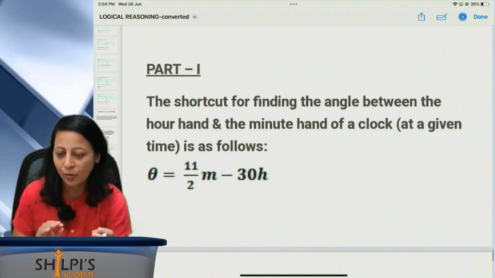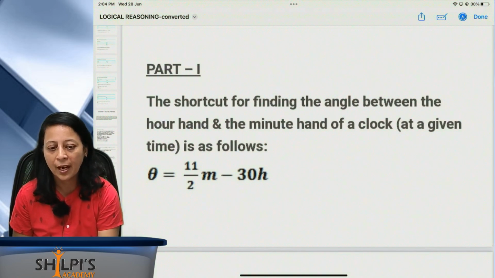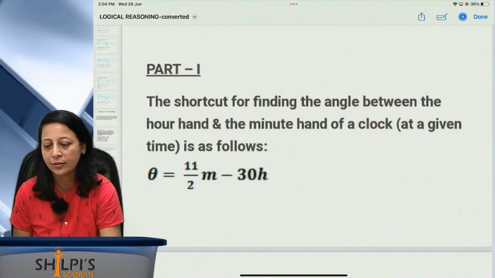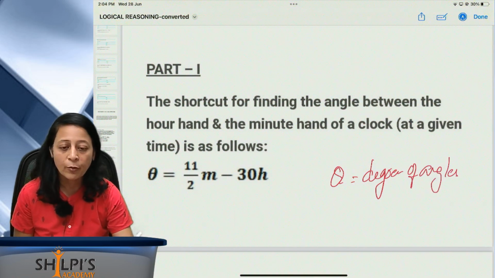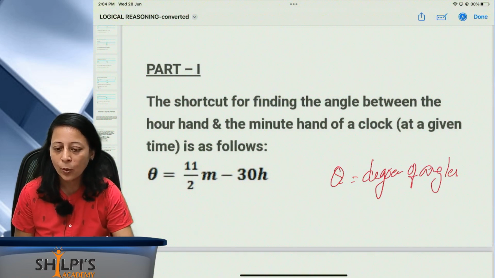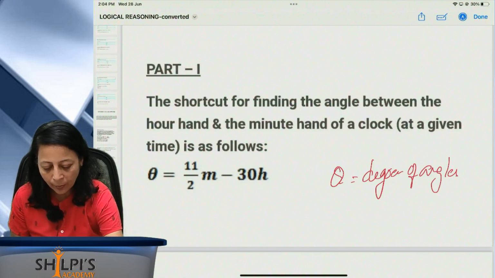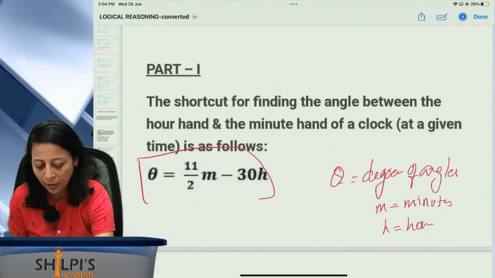So there are some shortcuts for us to find this. Okay. The shortcut for finding the angle between your hour hand and the minute hand of the clock. So what are the various angles we have? Theta represents here the angle, the degree. The shortcut for finding the angle between the hour hand and the minute hand of the clock is given as theta is equivalent to 11 by 2 m minus 30 h. M here means the minutes, h means your hours. Okay, m is equivalent to minutes, and h is equivalent to hours. Just memorize this formula, 11 by 2 m minus 30 h.